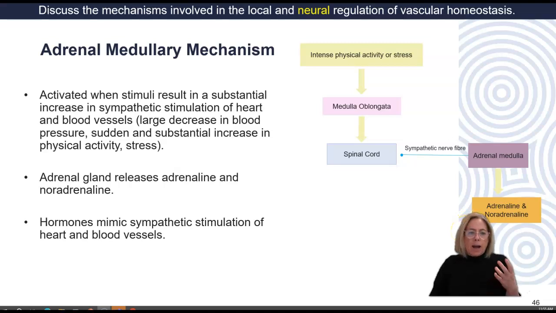bloodstream. These are the hormones that mimic the sympathetic stimulation of the heart to increase heart rate and force of contraction, and also regulate the blood vessels by causing vasodilation of blood vessels to muscle, but at the same time causing vasoconstriction of vessels to the skin and the viscera, those internal organs that don't need it in these times of extreme stress. Now, this is a very short-term mechanism and it is very rapid.